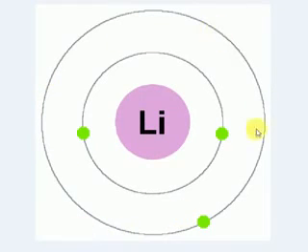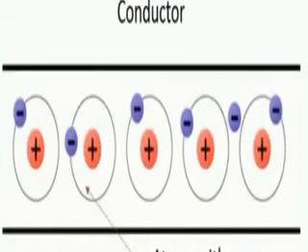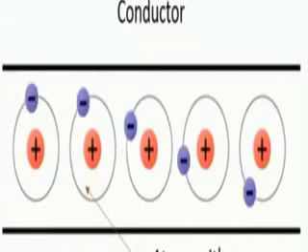Metals generally have 1, 2 or 3 electrons in their valence shell. Because valence electrons are free to move, they can travel through the lattice that forms the physical structure of a metal, which allows metals to conduct an electric current. This animation shows how electricity is conducted.